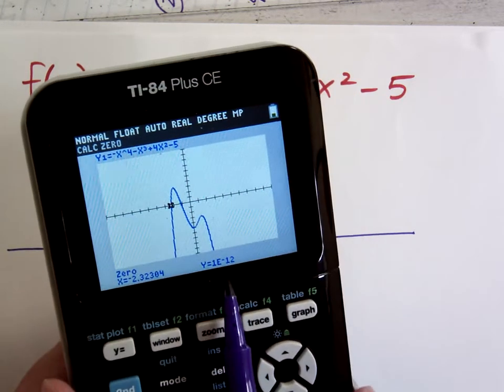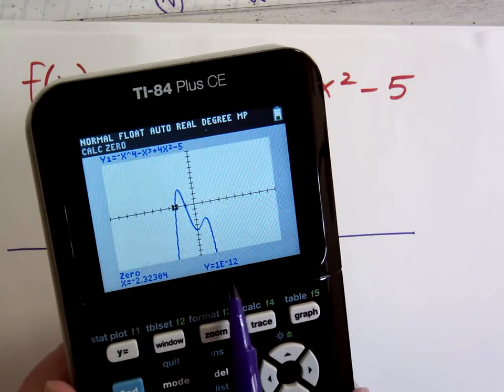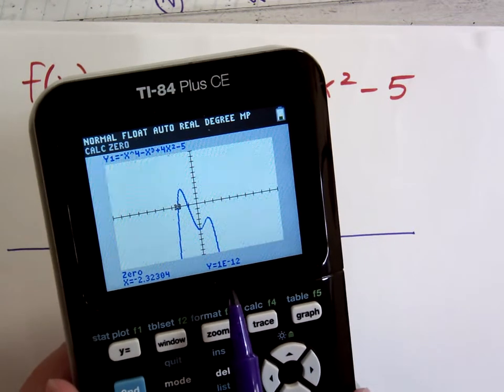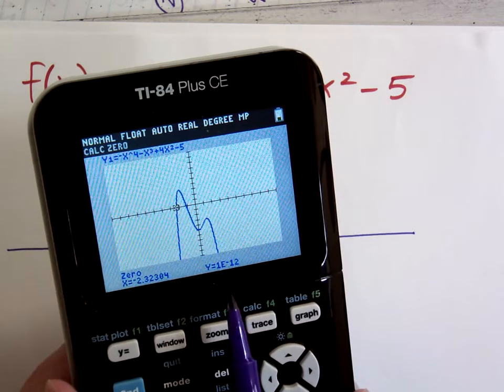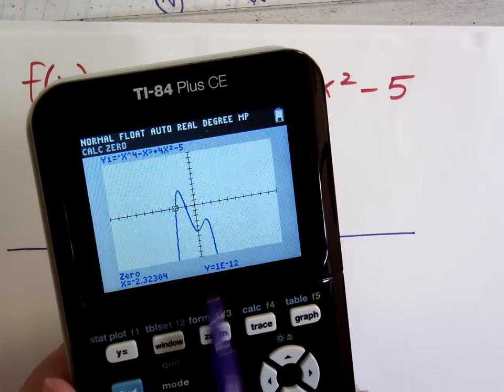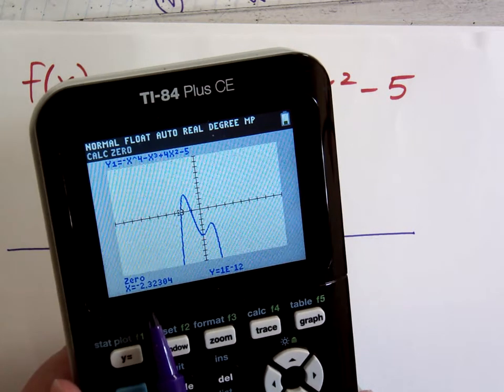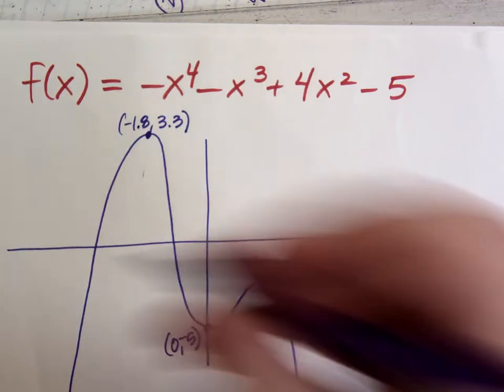And here you notice it's got 1e negative 12 for y. That means y is 0 because that's 0.00000000001. So my x is negative 2.3 and y is 0.